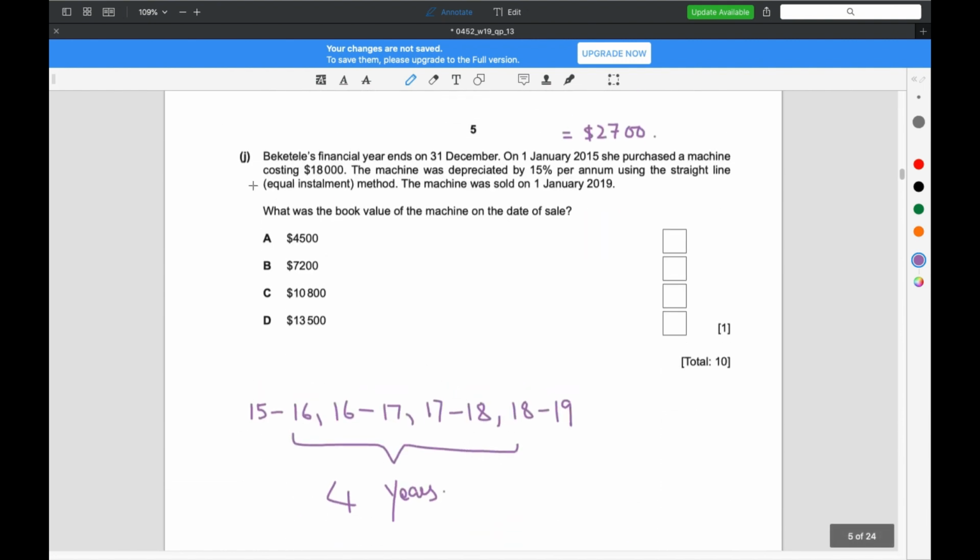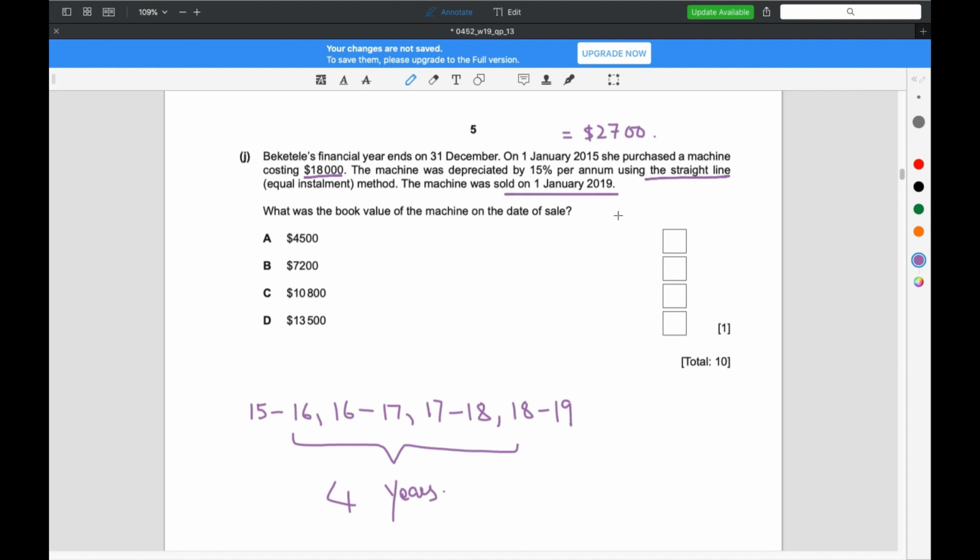All right, in part J, he says, whatever this name is, financial year ends on 31st December. On 1st January, she purchased a machine costing $18,000. The machine was depreciated by 15% per annum using the straight line method. The machine was sold on 1st January 2019.